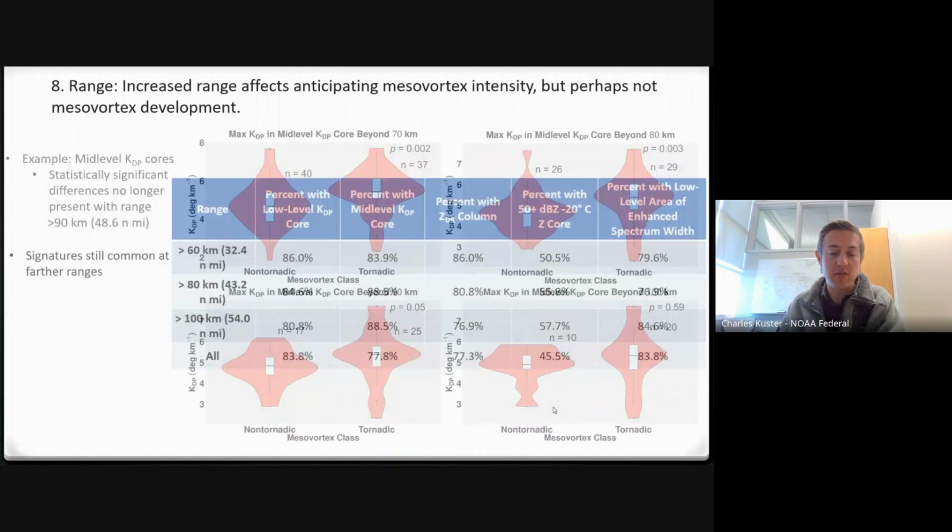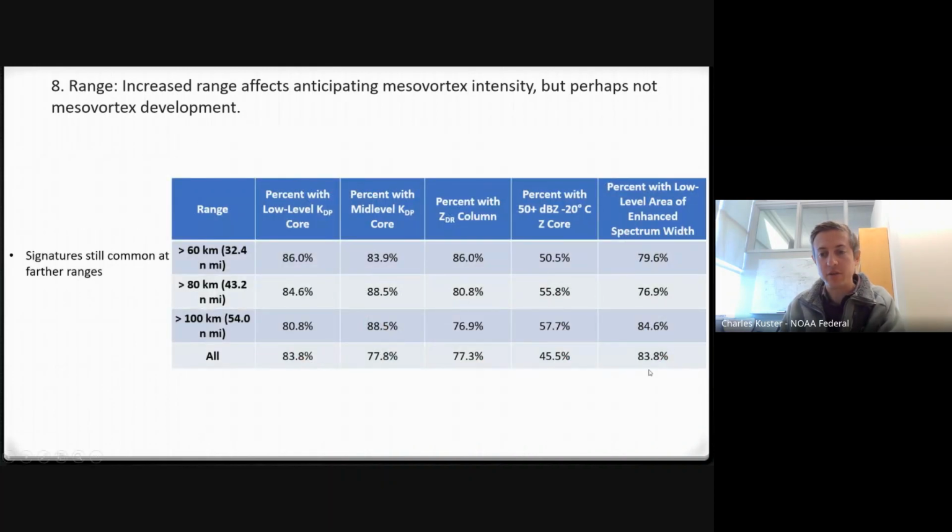However, we did see that all of the radar signatures, except for the 50 or 50-plus dBZ -20C cores, were still common with mesovortices, regardless of how far away they were from the radar. So I think that these radar signatures are still going to be present at greater ranges. So that could help in that anticipation of mesovortex development. It could still be a confidence builder.